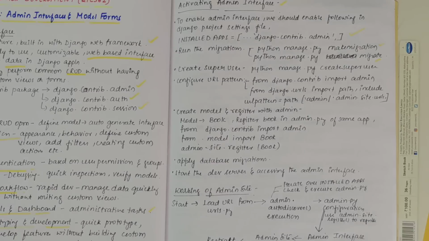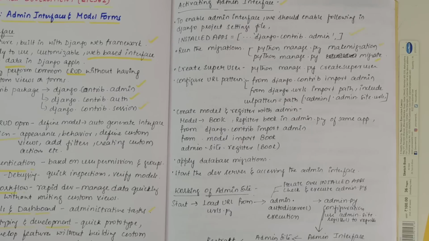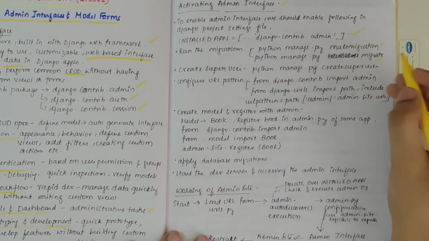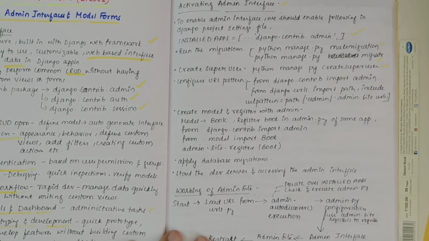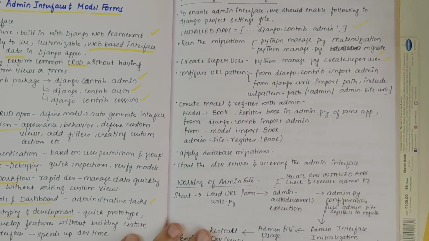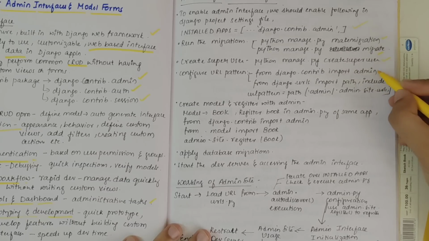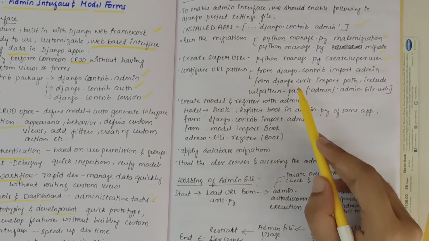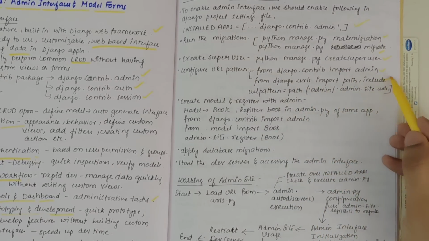By doing these two, firstly we are including all the packages useful for the admin interface, and after the migrations we are making sure that the database linkages are established. After that, we'll be creating a superuser, that is, python manage.py createsuperuser. After creating the superuser, we configure the URL pattern, that is, from django.contrib import admin. Yes, this is what we usually write. Then we have from django.urls import path and include, again the same.